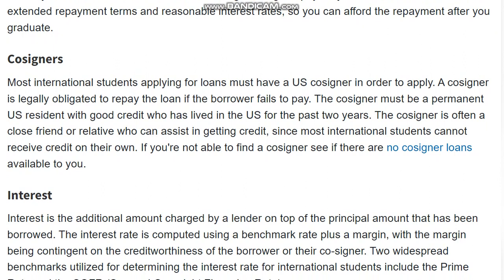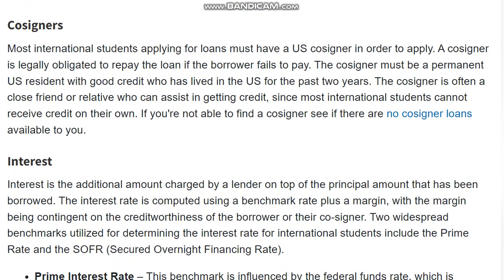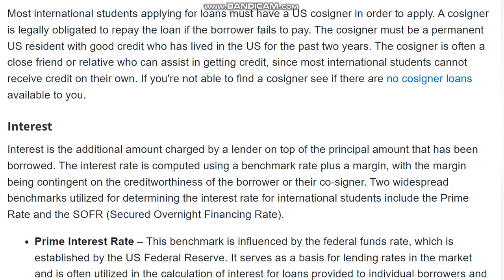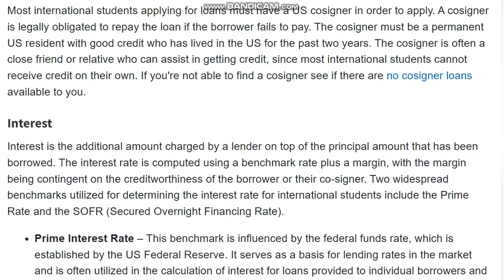The cosigner must be a permanent US resident with good credit who has lived in the US for the past 2 years. The cosigner is often a close friend or a relative who can assist in getting credit. Since most international students cannot receive credit on their own, if you are not able to find a cosigner, see if there are no-cosigner loans available to you.